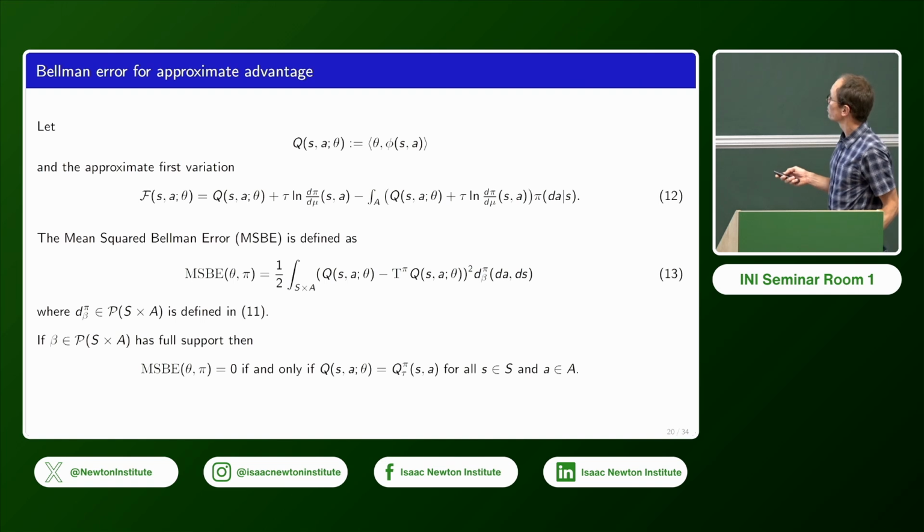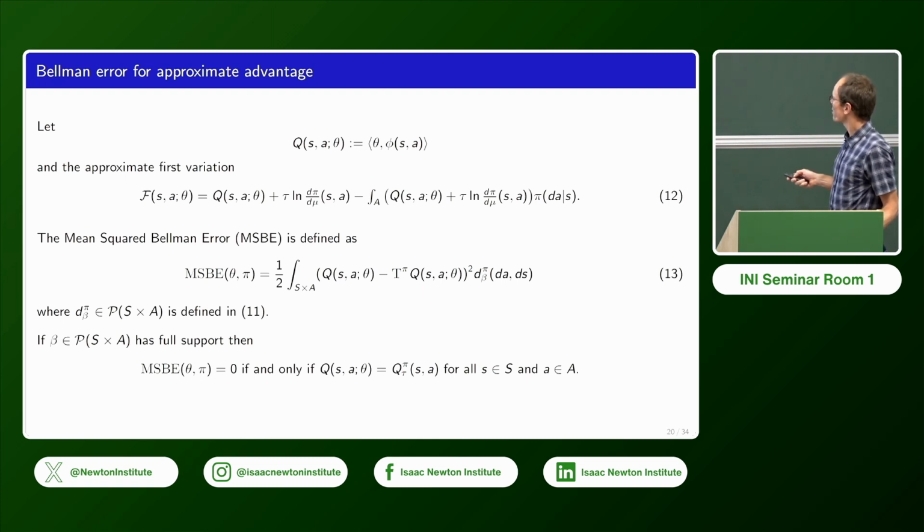Okay, so we will be approximating the Q function through our basis function. So Q(s,a; theta) is notation for the approximate Q function, and this will then be our approximation for the first variation, which we will use in our actor dynamics. So what about the critic?